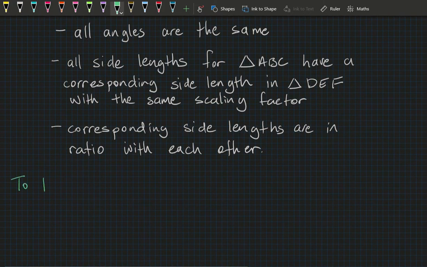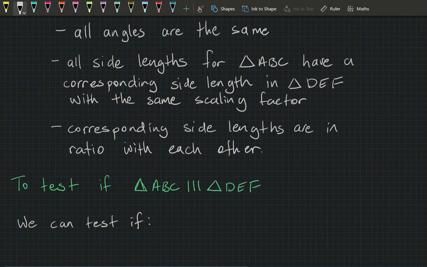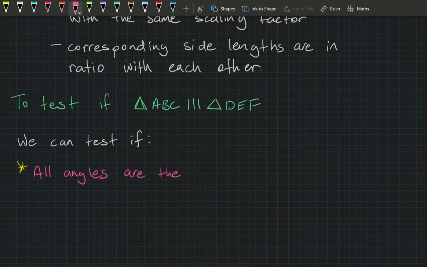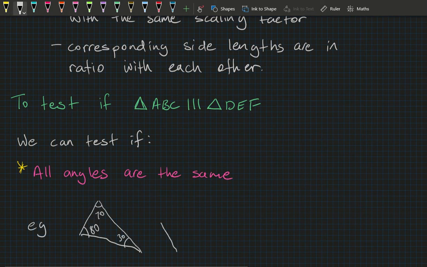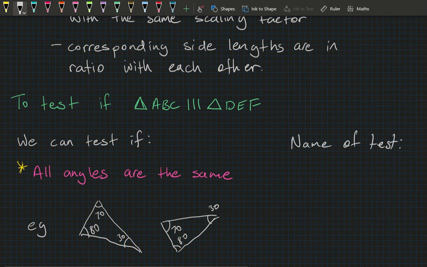So to test if ABC is similar to DEF, we can test if all angles are the same. For example, these two triangles have angles 30, 70 and 80. And I'm going to write the names of the tests on the side here. So this first test is AAA, which means angle, angle, angle.